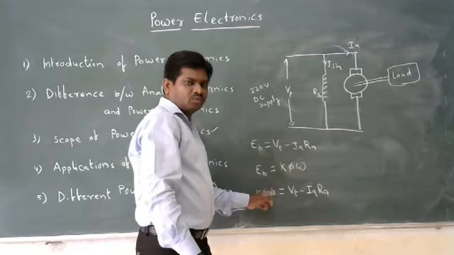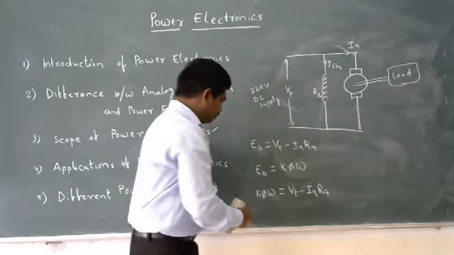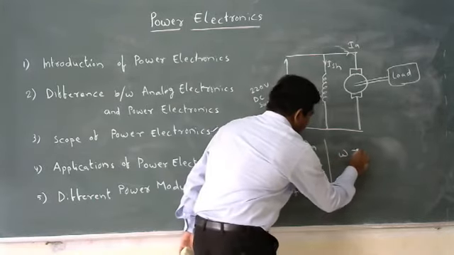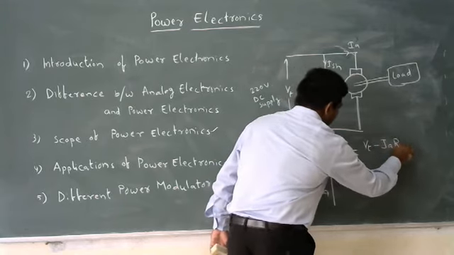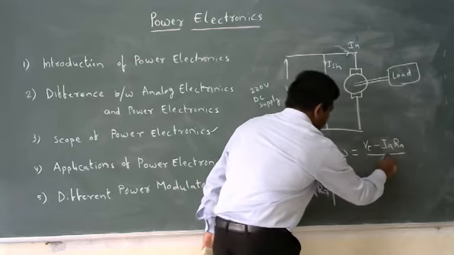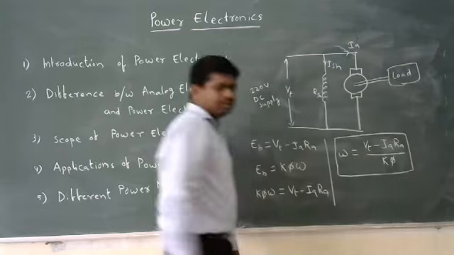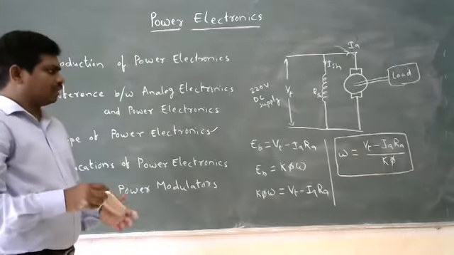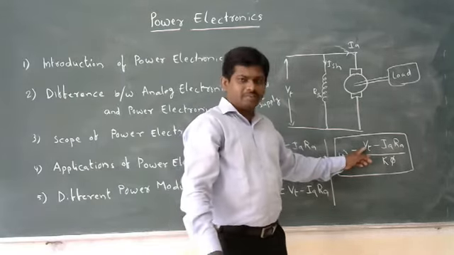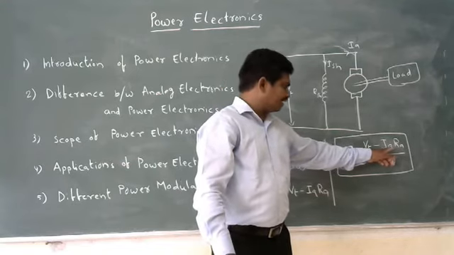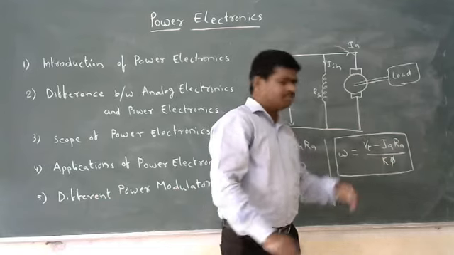From this, what do we have to observe here? This omega is the angular speed of the motor. So we have to get the relation for omega: omega equal to Vt minus IaRa upon K phi. So this is the basic equation for the speed of the DC motor. There are a few terms that we have to remember: one is terminal voltage, the other is armature current, armature resistance, and K, which is a constant factor. This is the flux of the motor.